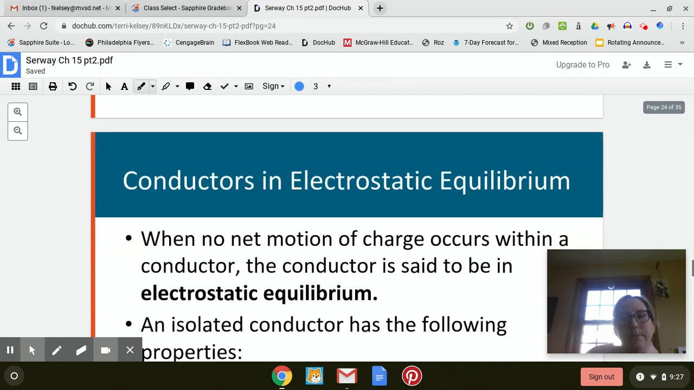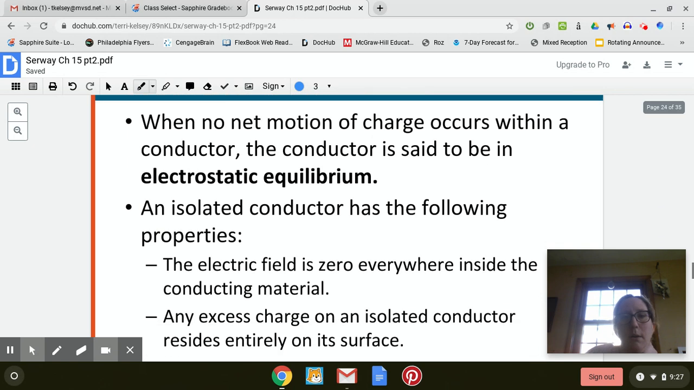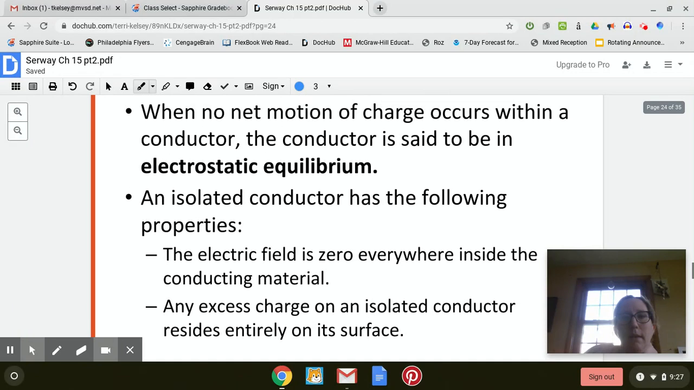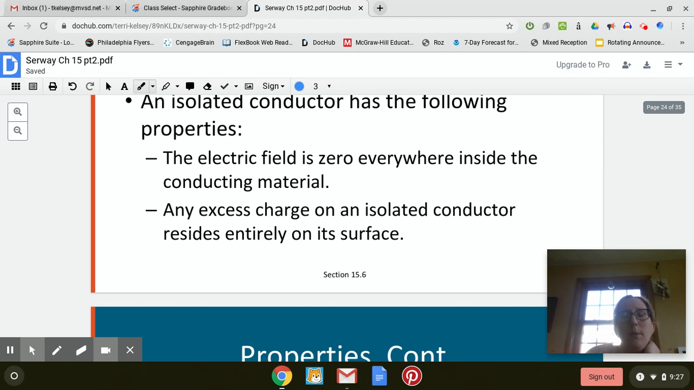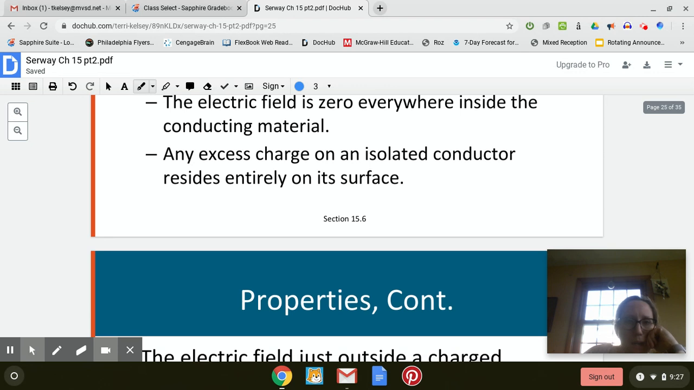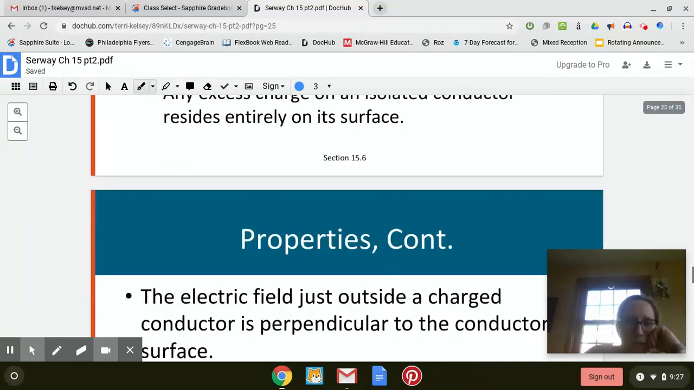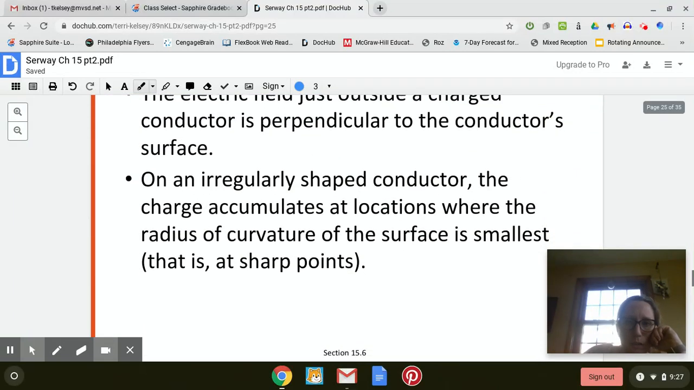When I am in electrostatic equilibrium, meaning that there is no net force, like that point C that I was just talking about, the electric field is zero everywhere inside. If we're looking at a Van de Graaff generator, the electric field extends from the surface of the ball, not inside of it. Any charge on a conductor is all on its surface, which is what I just said about the Van de Graaff. And the field is always perpendicular to the surface.